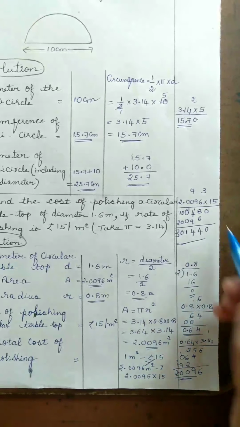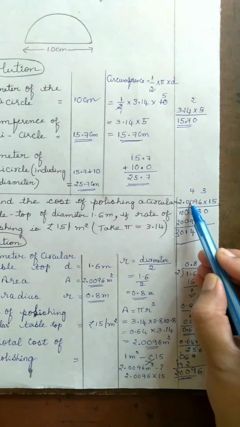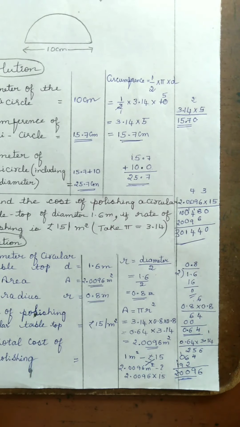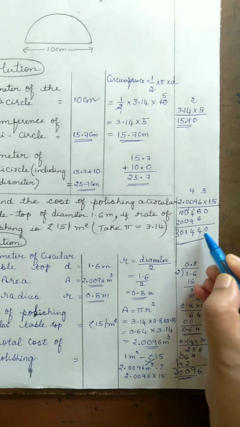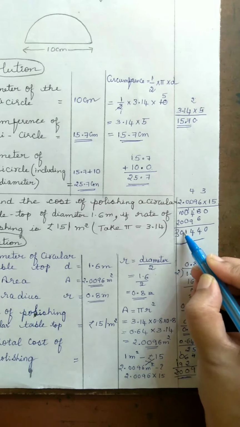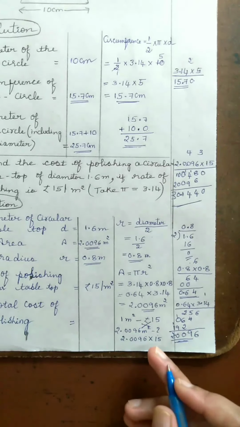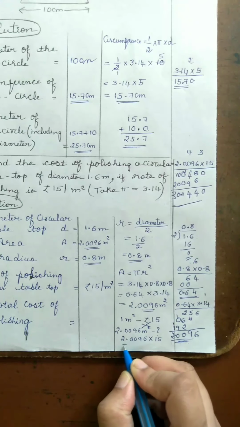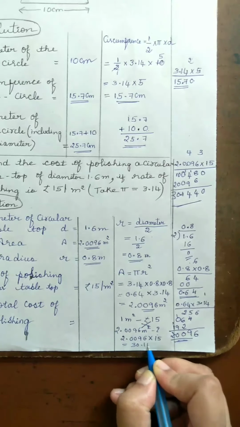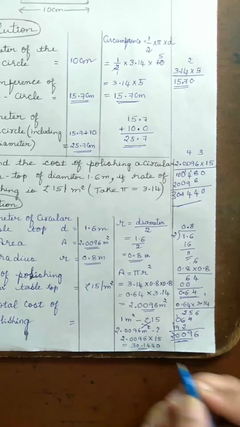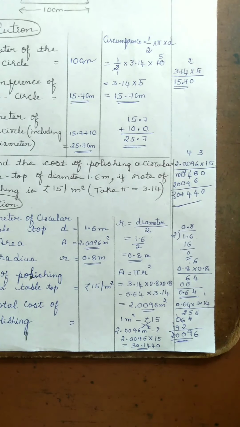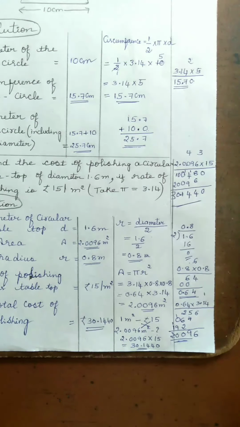Therefore children, after the decimal point, we have 1, 2, 3, 4 digits. So in the answer, from the right side, 1, 2, 3, 4. After the 4 digits, put a decimal point. Therefore 2.0096 into 15, we got the answer, that is 30.1440. That means the total cost of polishing will be equal to rupees 30.1440 or rupees 30.14.